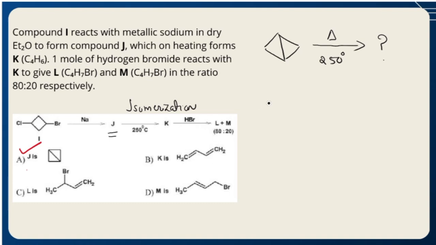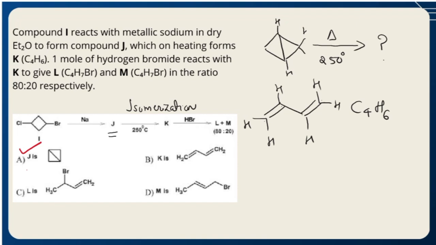For butadiene molecule, what is the molecular formula? So we have 1, 2, 3, 4, C4 carbon, and how many hydrogens are there? 6. Therefore, C4H6. What about this molecule? This also has 6 hydrogens like this. So it is isomerization. So there is a possibility that this 1,3-butadiene is the product.